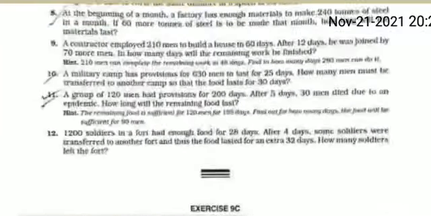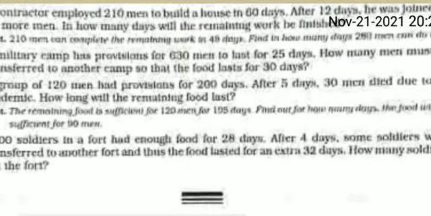Okay, now come to the next question from the next exercise. You can see here question number 11. A group of 120 men had provisions, means somehow food is there, for 200 days. After 5 days, 30 men died due to an epidemic. How long will the remaining food last?